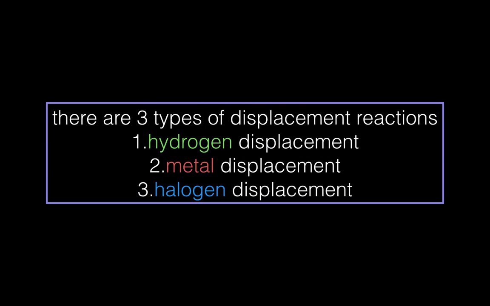So there are three types of displacement reactions: hydrogen displacement, metal displacement, and halogen displacement. We'll discuss hydrogen displacement at the very end, and metal displacement is where we'll spend most of our time in this video.